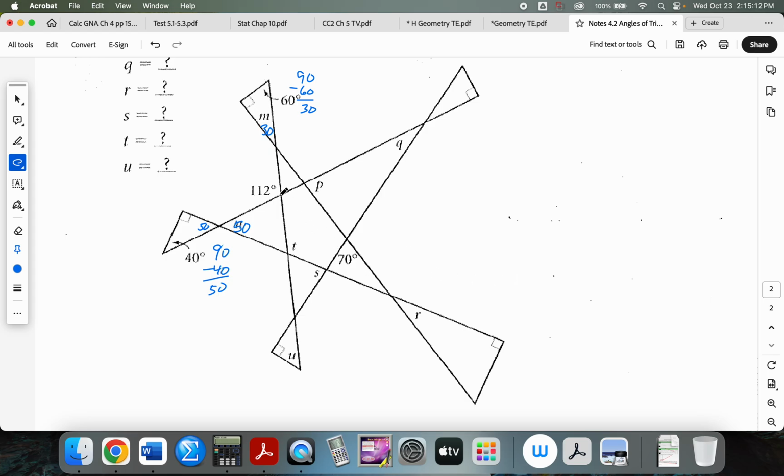All right, let's see what we can do here. Trying to find P, I need to get something. Oh, so this is 30, so its vertical angle is also 30. I could do the angles of the triangle, but since I have the exterior angle, that's almost always easier. The exterior angle is equal to the sum of its two remote interior angles. That's the two angles inside the triangle that are not right next to it. So I'll take 112 minus 30 is 82, and that gives me angle P.